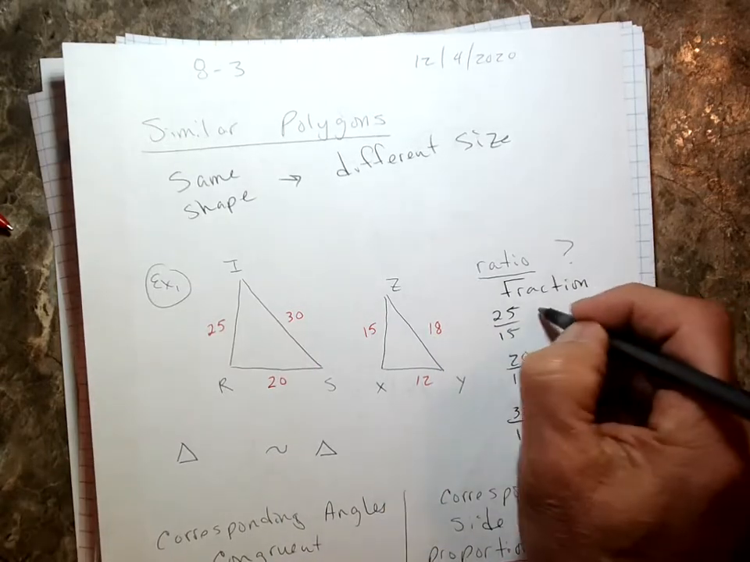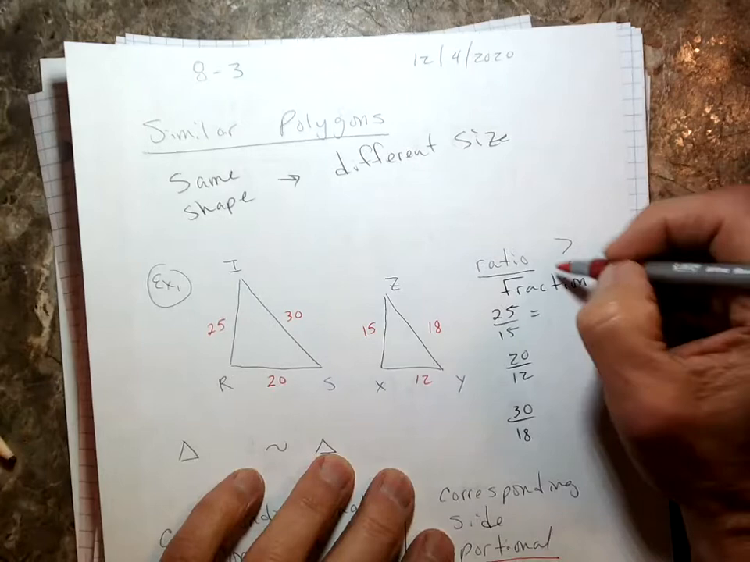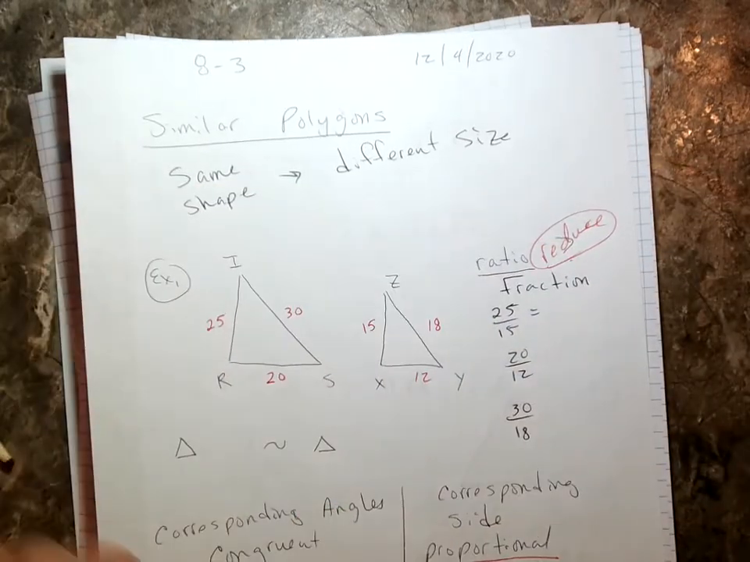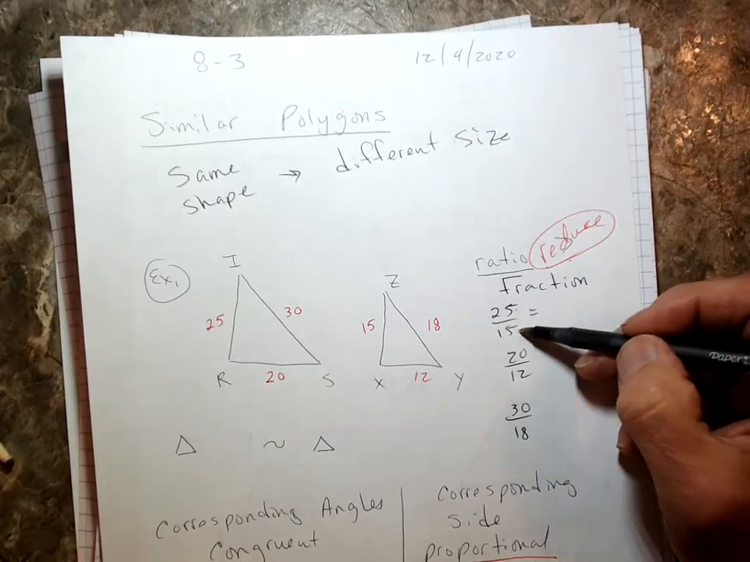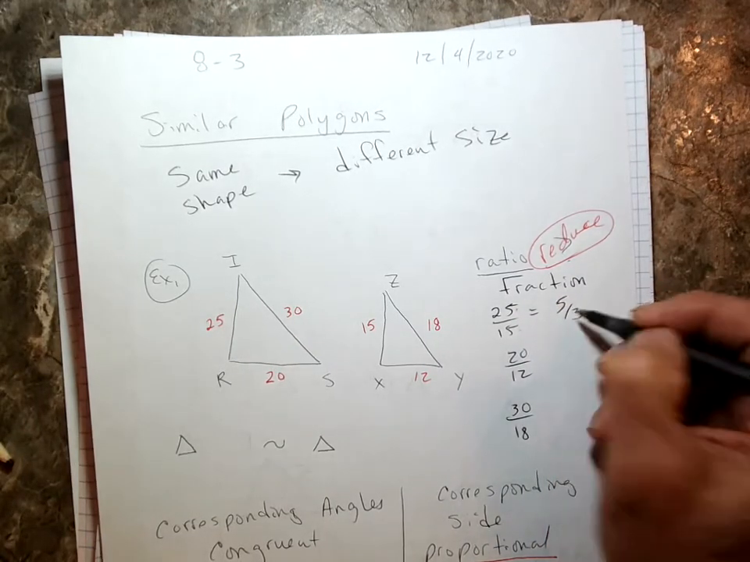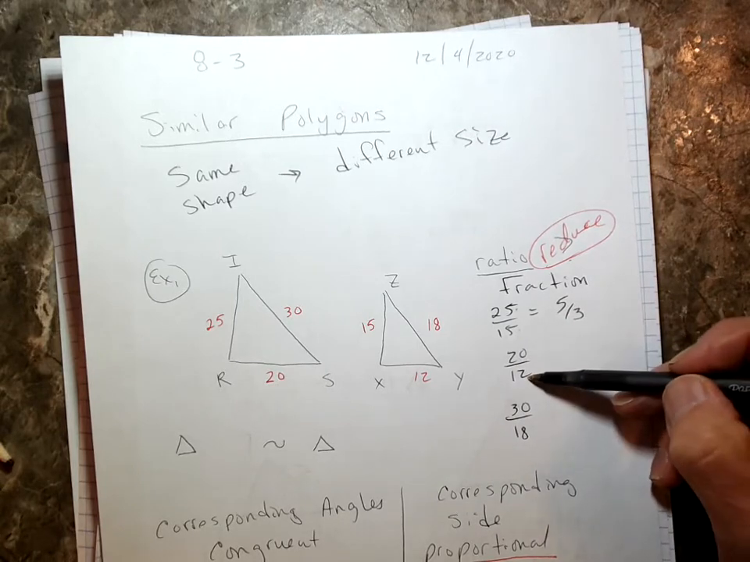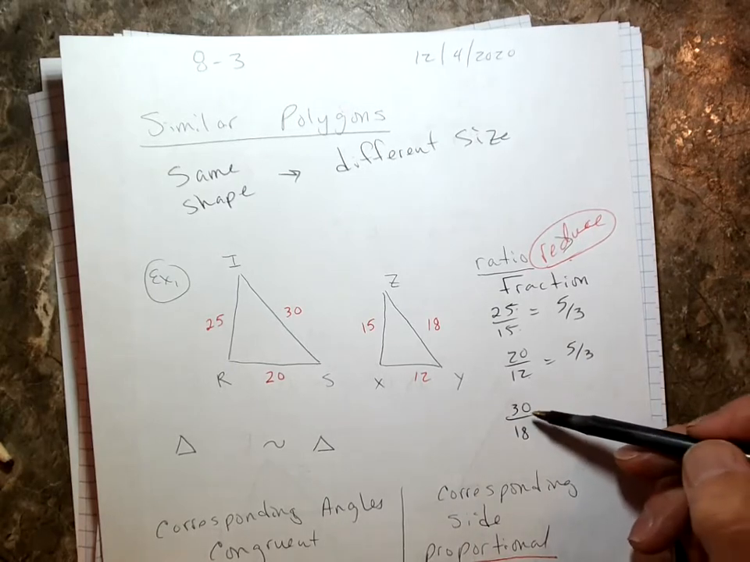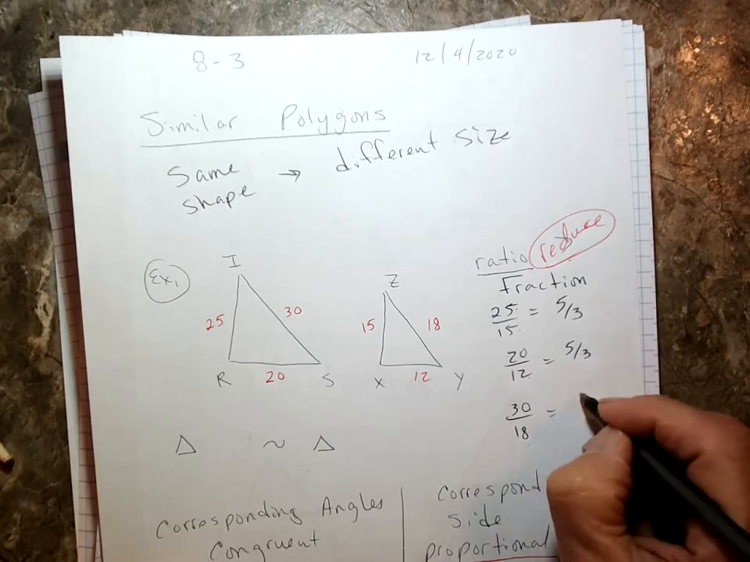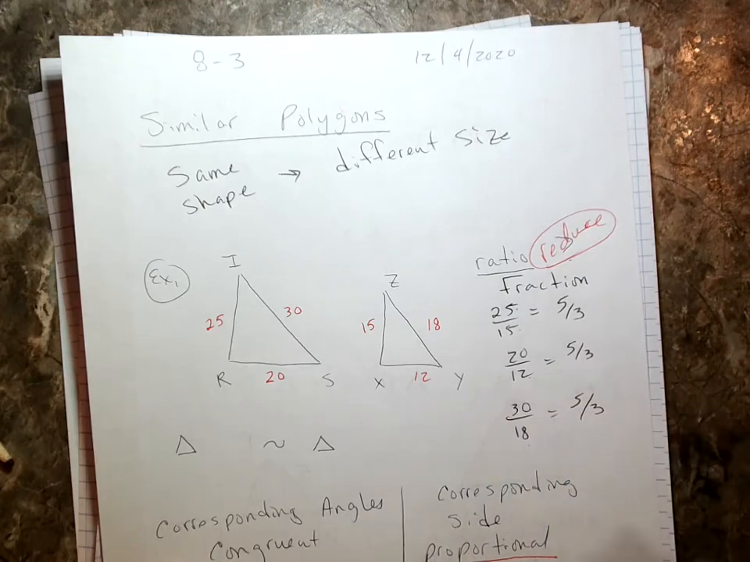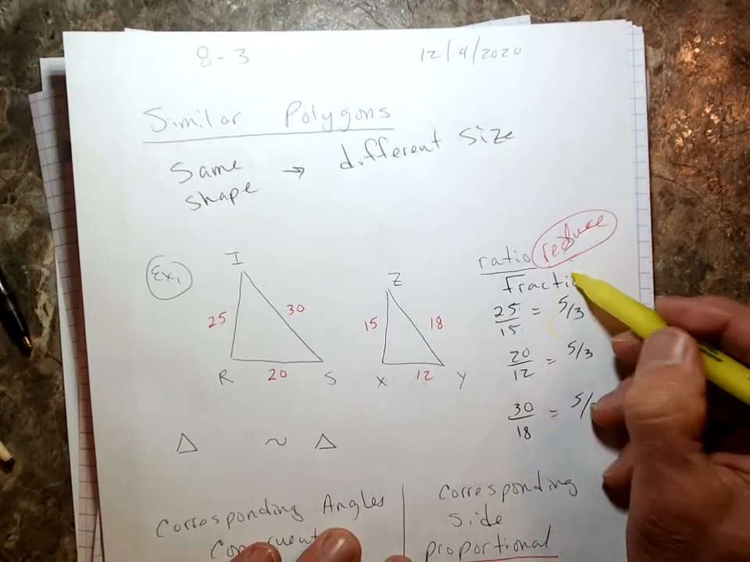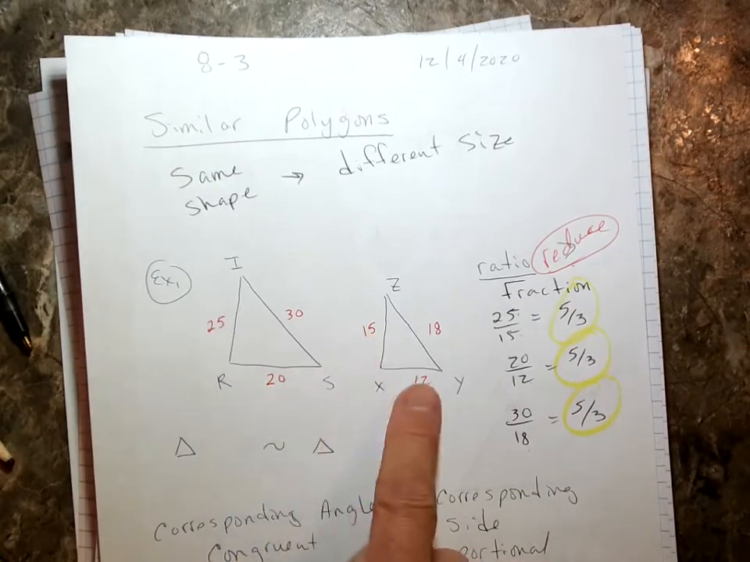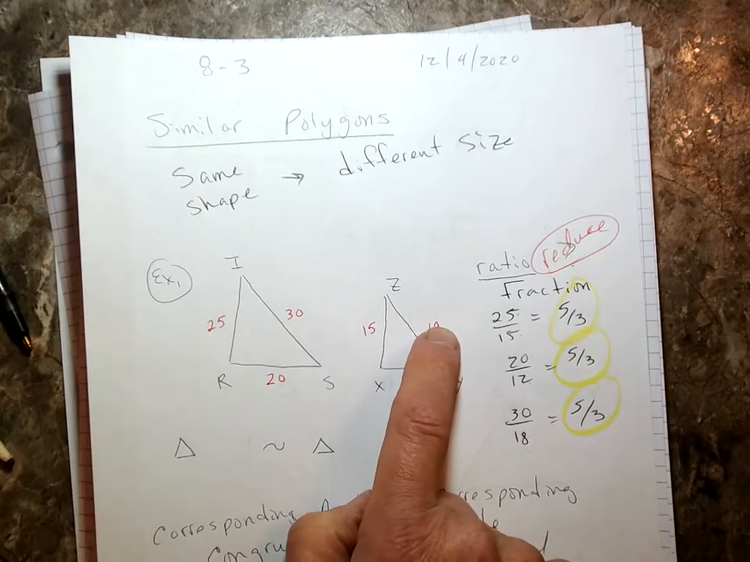Now let's reduce these fractions. Of course, you all know how to reduce fractions. Divide by 5, and I get 5/3. Divide by 4, and I get 5/3. Divide by 6, and I get 5/3. So my ratio is 5/3. And because the ratio is the same between all of the corresponding sides, these two triangles are similar.